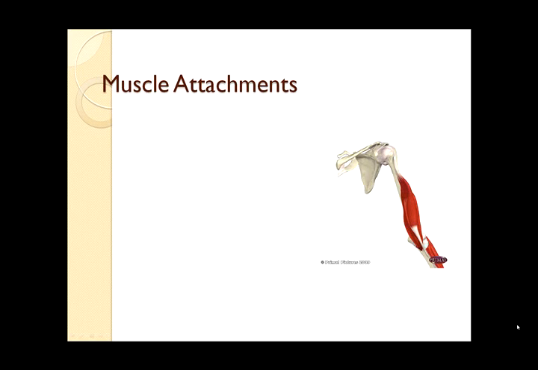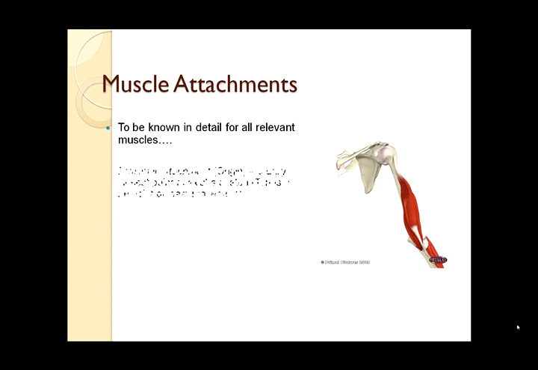In order for muscles to produce movement, they must attach into bone and cross joints. Muscle attachments must be learnt in detail for all muscles. The attachments are divided into the proximal attachment, which is often called the origin, and is usually the closest point to the axial skeleton. It's also the point of most stability.